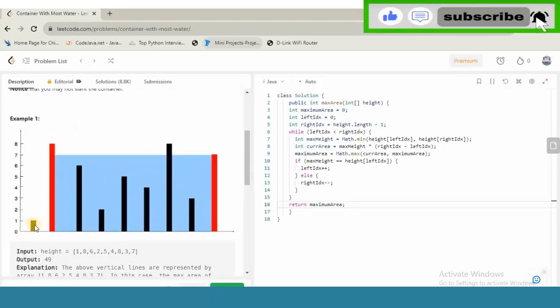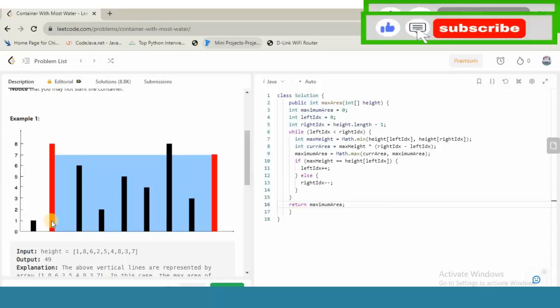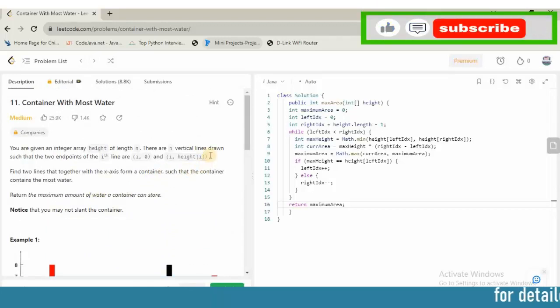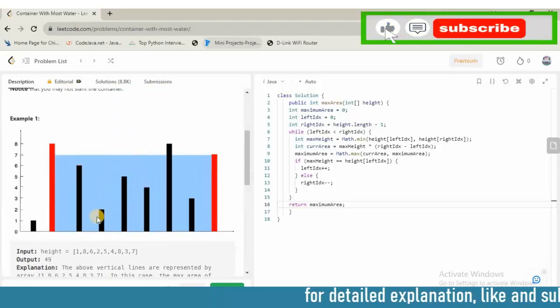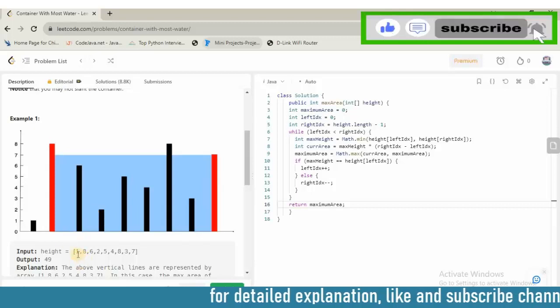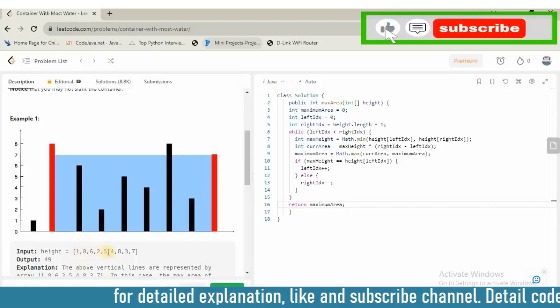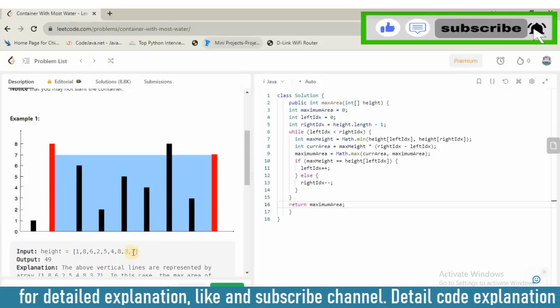If you take water between these two lines, the low level is what counts. Even if the other line is higher, the low level will be taken. So up to here 1 unit will be taken, and from here to here 1 unit. Like that we need to keep moving forward and checking. You can take any two lines, as in this example: 1 8 6 2 5 4 8 3 7.